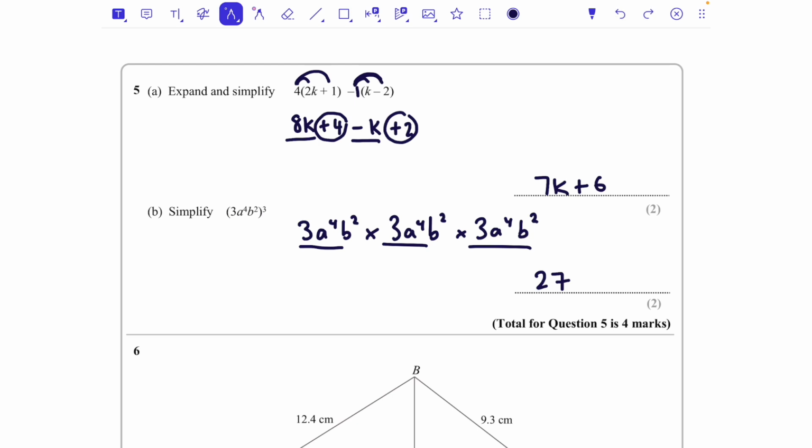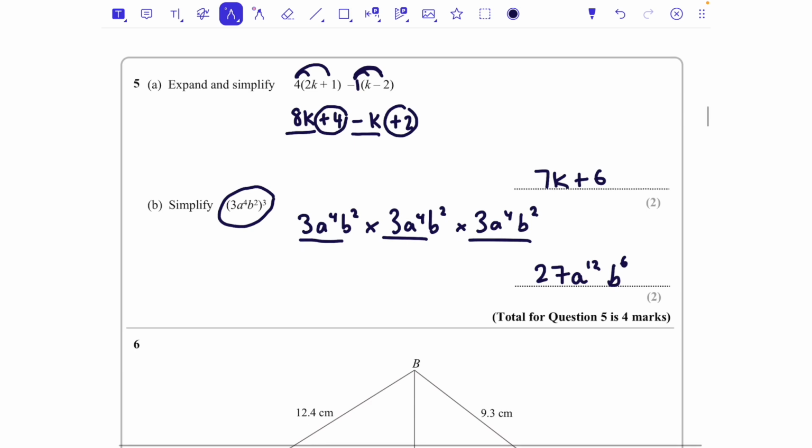Now with the other values, you can either look up here and say a power of a power, we times the powers together, or you can look at the fact we've got a to the power of 4, a to the power of 4, a to the power of 4, and we can add those powers together. Either way, we get a to the power of 12 and b to the power of 6 there.